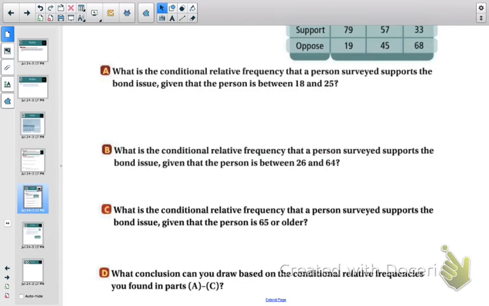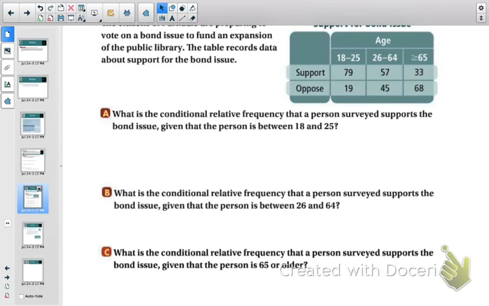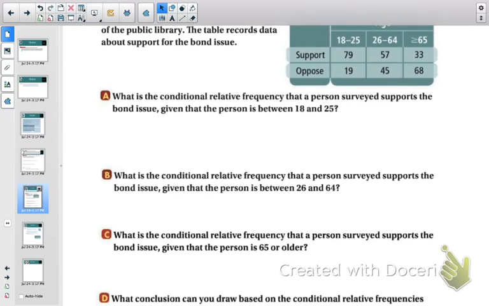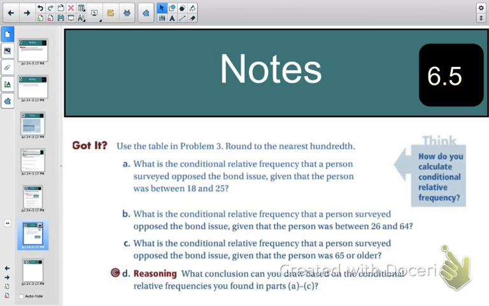Okay. D, what can you draw based on the conclusions? Well, I would say that the older the people you survey, the less likely they are to support this bond for the expansion of a public library. It seems kind of backwards to me because older people should like libraries, because I feel like most older people have used libraries more than young people.